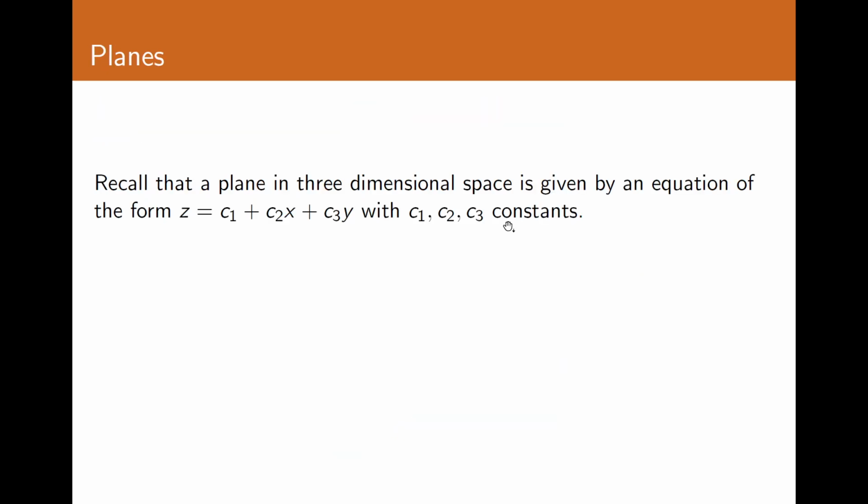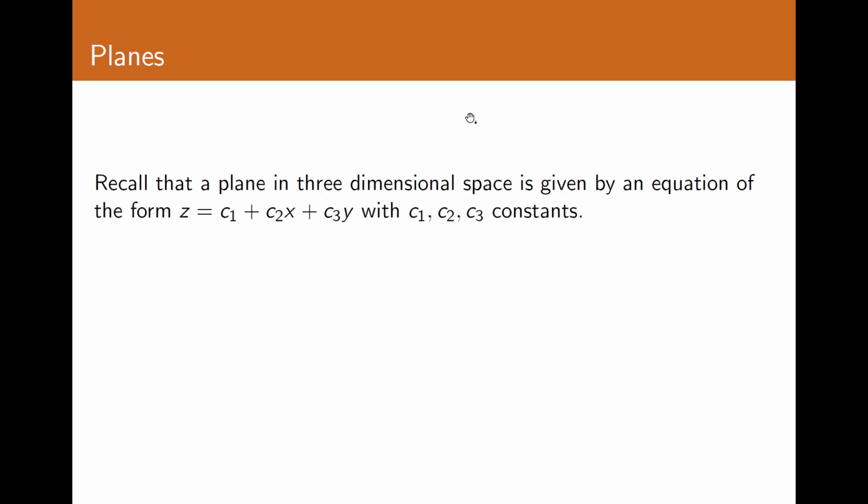We want to generalize that notion to surfaces. The first thing we need to talk about is what planes in 3-space look like. Recall from before, we saw a plane as an equation of the form z is equal to c1 plus c2 x plus c3 y, for c1, c2, and c3 some constant numbers.